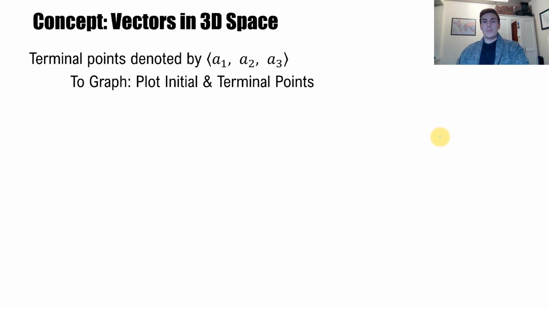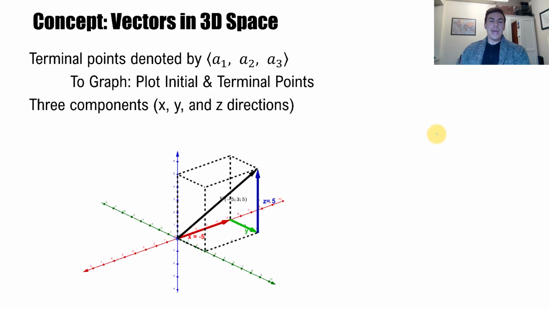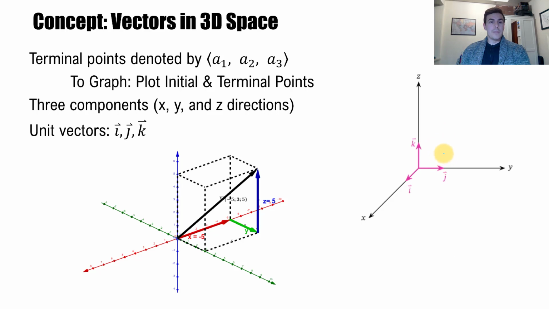And then we'll just go ahead and connect the two with our vector. Keep in mind when we have three-dimensional vectors, now we have three components. We have x, y, and z directions, which means we also have another unit vector. Since our y heads off to the right and our x comes out at this angle, my i, my unit vector in the positive x direction, is going to come out this way. My j is going to head this way in the positive y direction. And now we have this unit vector k that's heading up in the positive z direction.